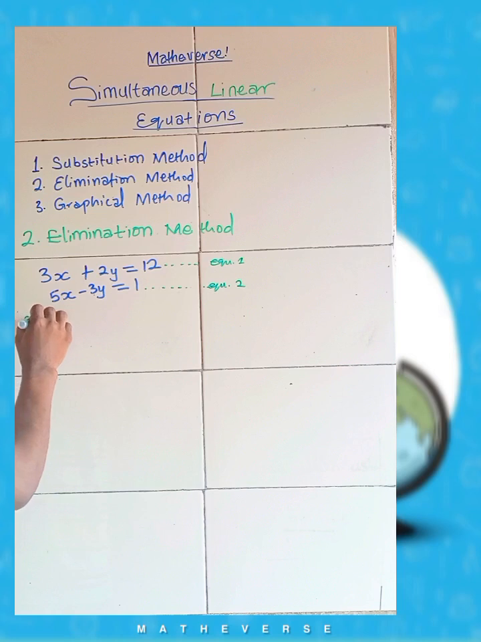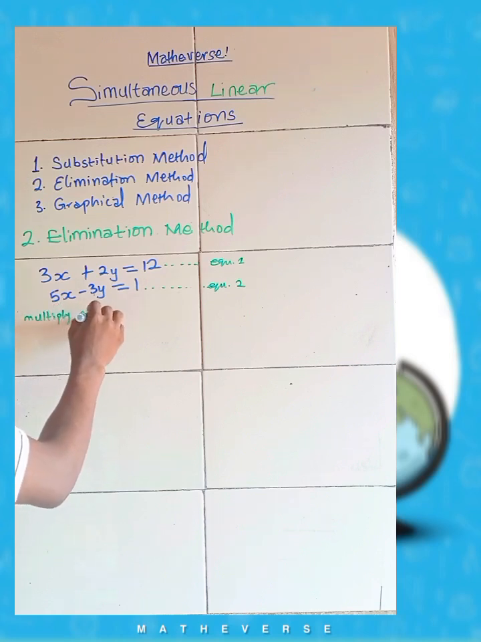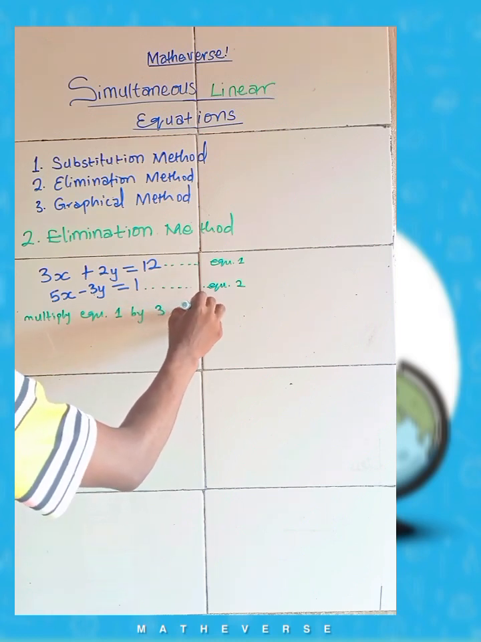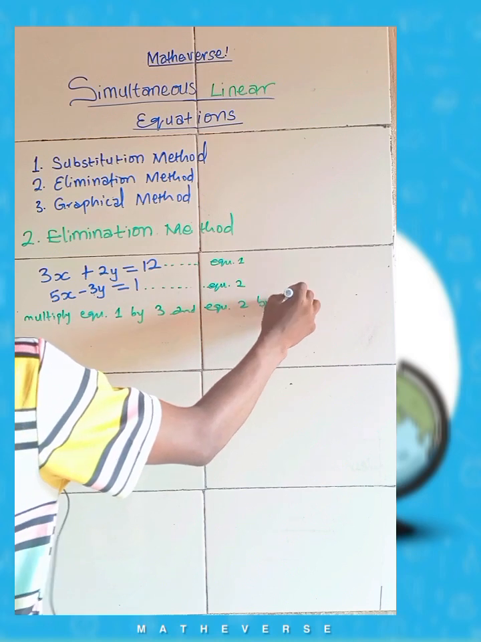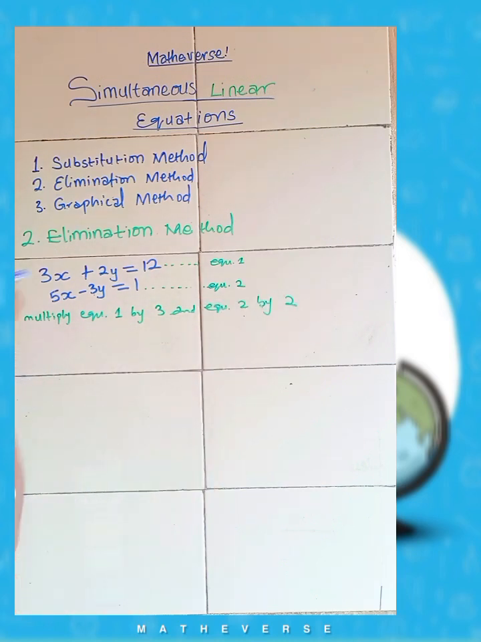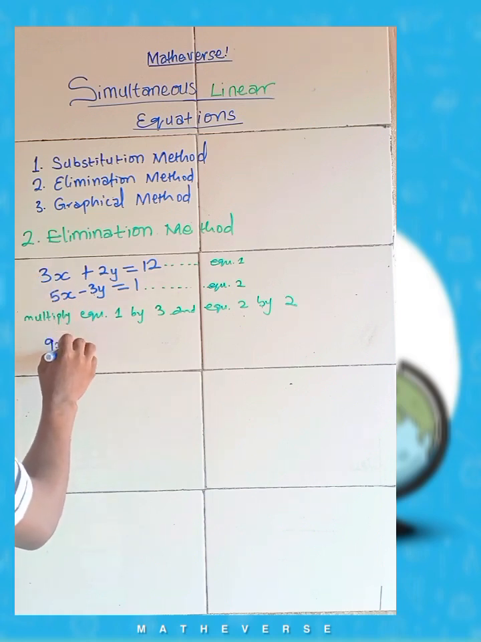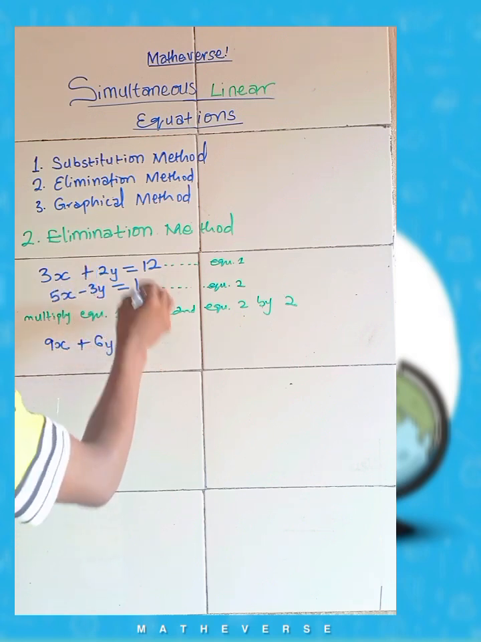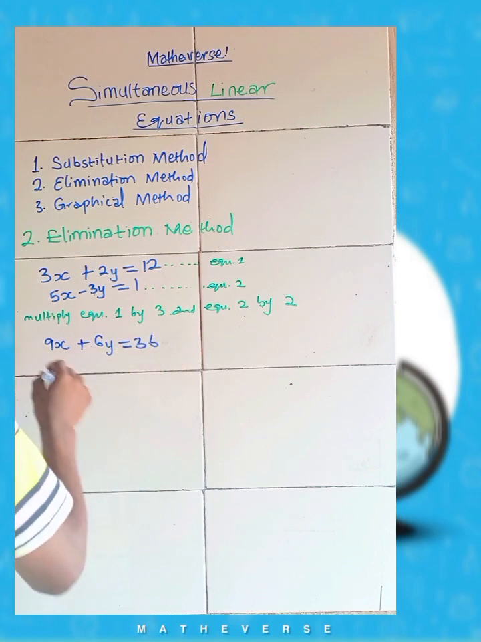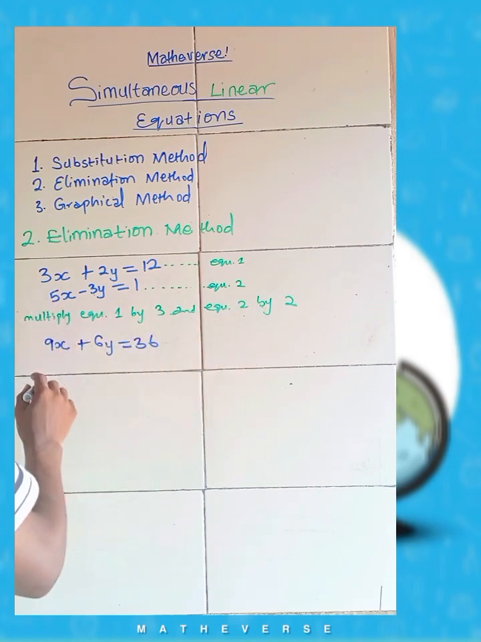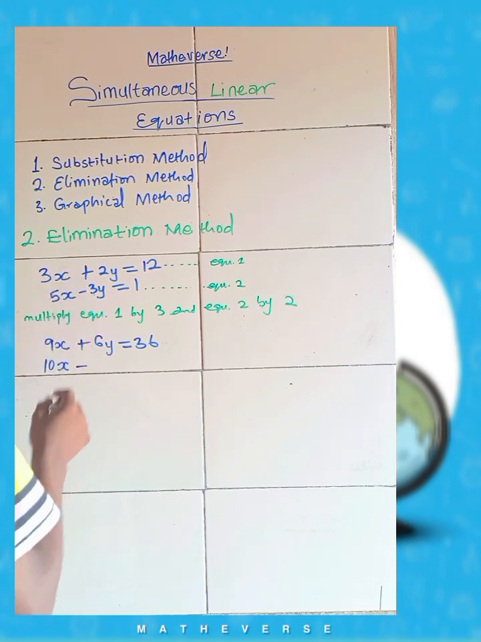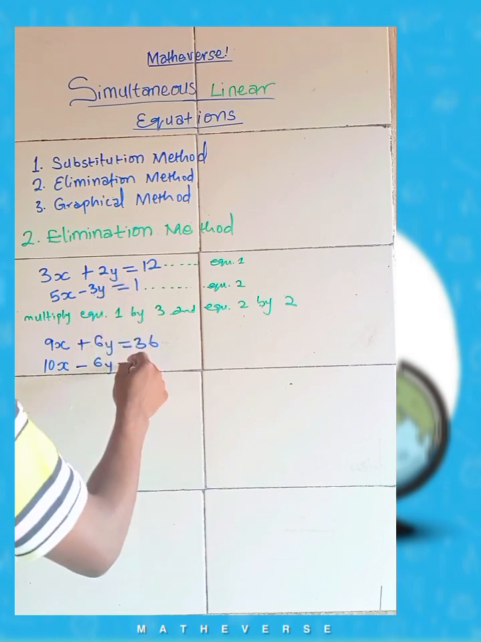Watch. Multiply equation 1 by 3 and equation 2 by 2. This is what we'll now get. 3 times 3 will give us 9x plus 3 times 2 will give us 6y. 3 times 12, that will give us what? 36. Now, this one, let's multiply by 2. 2 times 5 will give us what? 10. Minus 2 times 3 will give us 6y. 2 times 1 will give us 2.